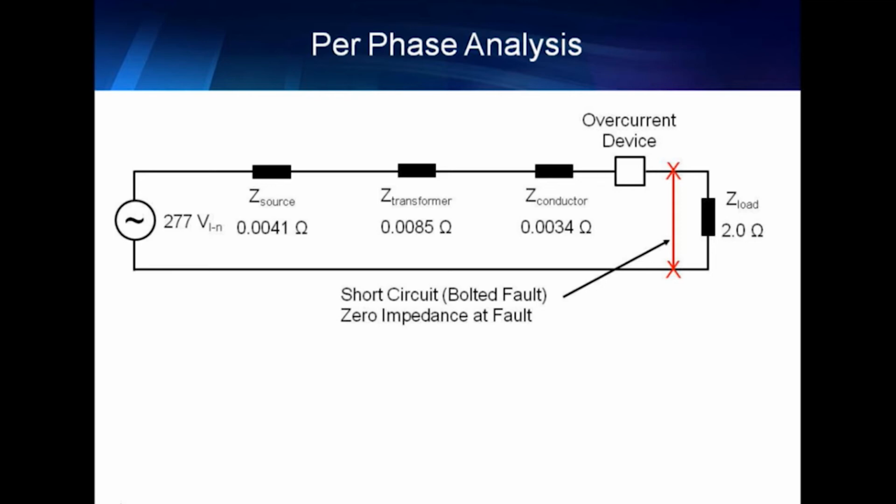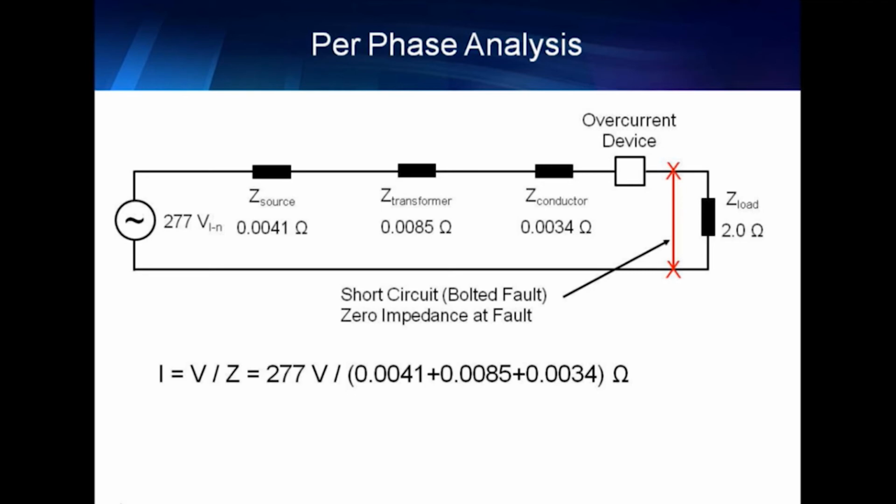So now what happens, looking at the right side of this, the load impedance is still there. 2 ohms is still there. But the current that's going to flow from the source is not going to go through the 2 ohms. Current takes the path of least resistance. Literally, that's how it works. And so now what's going to happen as far as the analysis, we still have 277 volts, but now we just divide by the source, the transformer, and the conductor impedance. The load impedance doesn't factor into this.